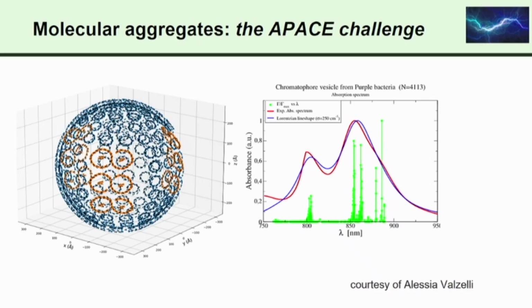The other kind of aggregate we are interested in are the chromatophores from Massimo Trotta, and these are enormously complicated, a complex system. You see this is more than 4,000 molecules, but Alessia was able to simulate the absorption spectra of this thing. Is that true? It's beautiful. So experimental and simulated data were in very, very good agreement. So something can be done.